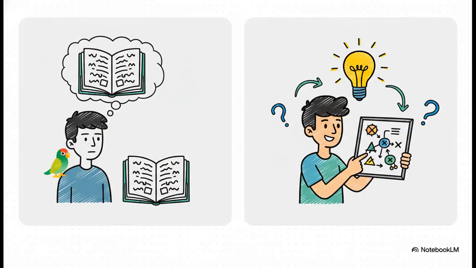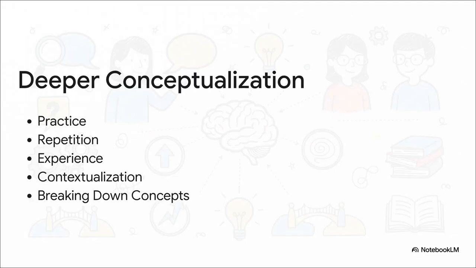Because let's be real, there's a massive difference between just memorizing something and actually understanding it. Memorization, that's just being a parrot, right? Repeating words, but having no idea what they mean. But true understanding, that's when you can answer questions on the fly, explain it in your own words, or, and this is the big one, apply it to a totally new situation. So how do we get there? How do we build that deeper conceptualization?